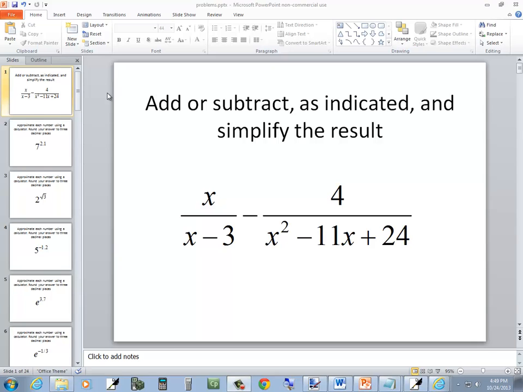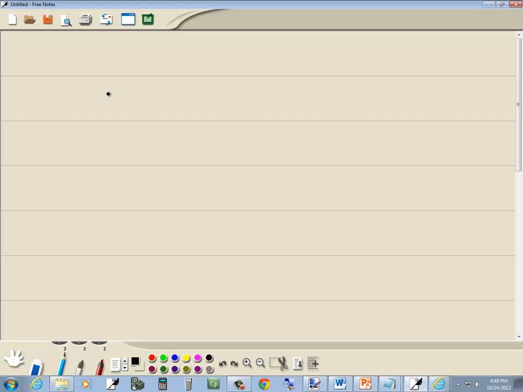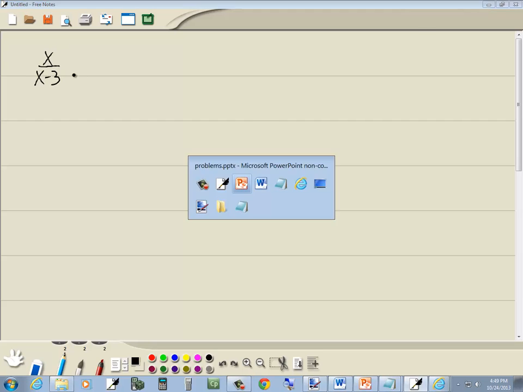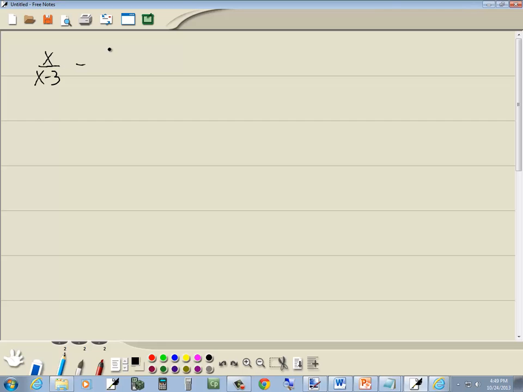Let's take a look at this problem. We've got x over x minus 3 minus 4 over x squared minus 11x plus 24. Now, step 1: factor all of our denominators. Can't do anything with x minus 3, but this other one is the PSD method.